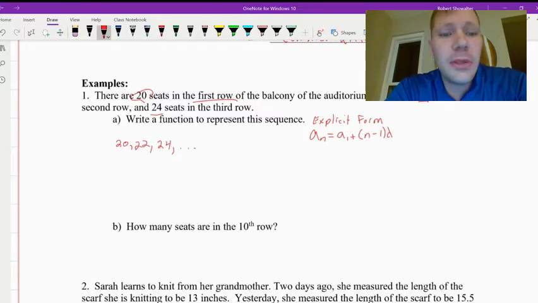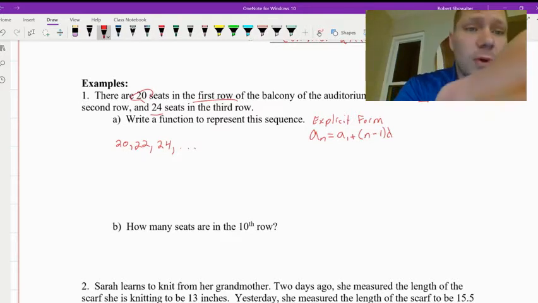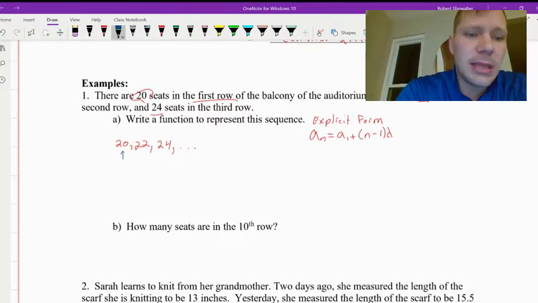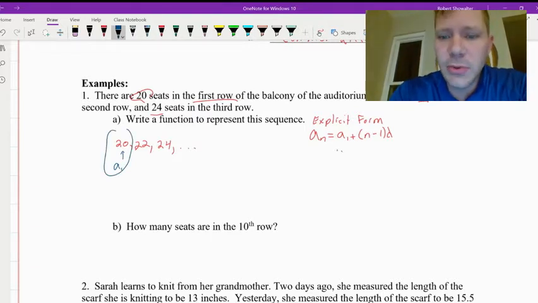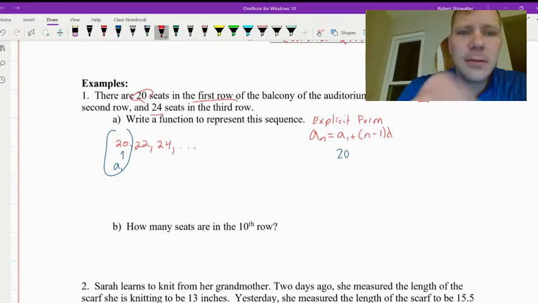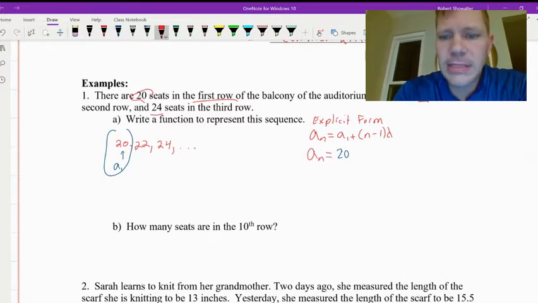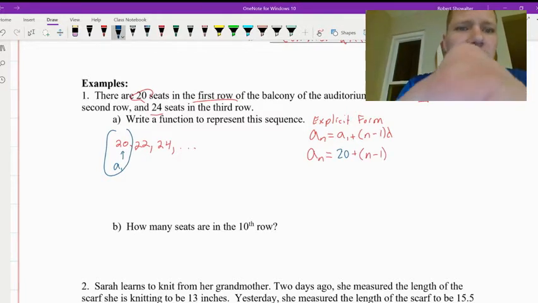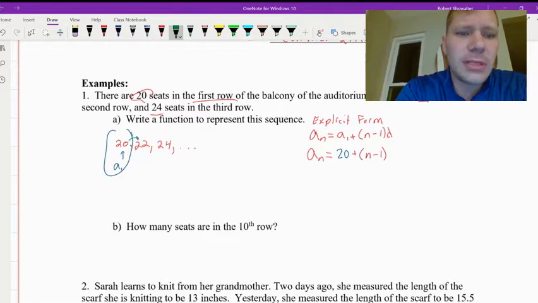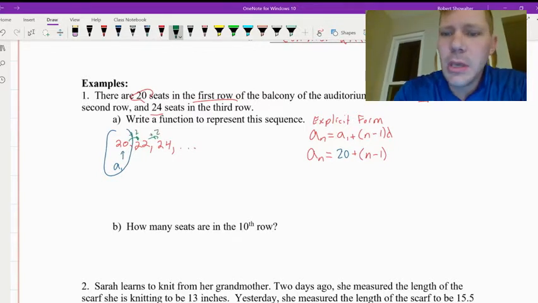When we look at the sequence, we have to say, okay, what is a sub 1? A sub 1 being the first term, which would be 20. So we're going to put that in the a sub 1 spot, plus n minus 1. We don't mess with that stuff. Now we look at the common difference. How do we get from one to the next? It's a plus 2. So that is d.